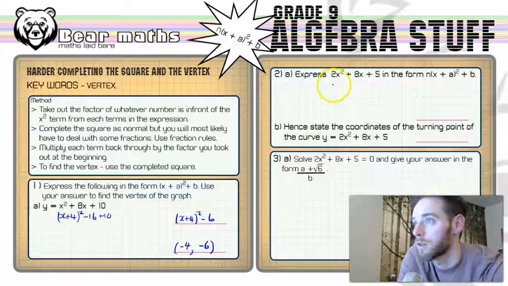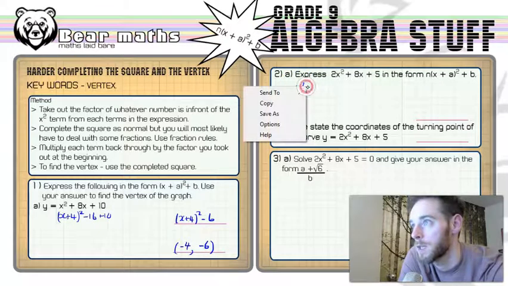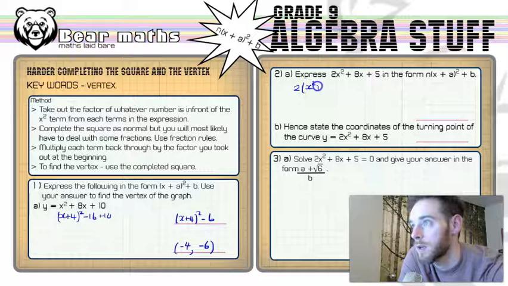So general form for a harder quadratic when you're completing the square. Take the factor of 2 out of each of the terms. That's what we need to do, is what it says over there. So take the factor of 2 out, open up the bracket. That's going to be, x squared plus 4x plus 5 over 2. All right, now we can complete the square for this.